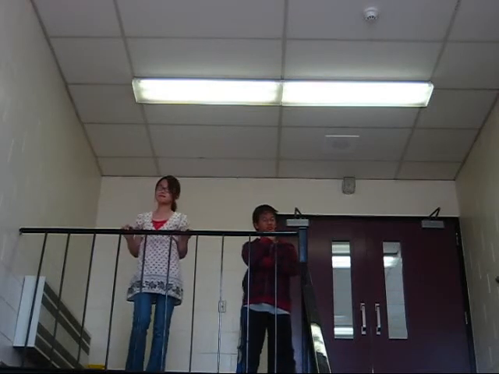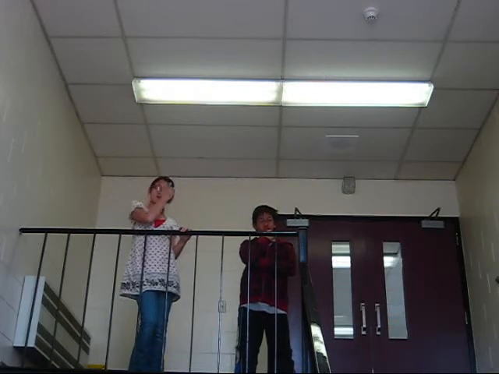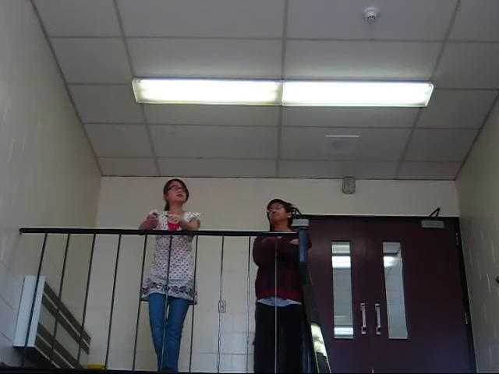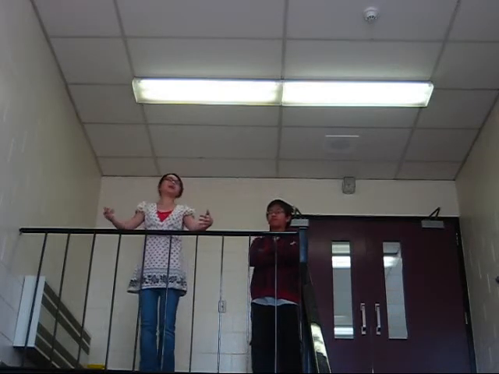Let's see. Systems. What do you think about systems, mysterious voice? Systems are interrelated components or elements of different attributes creating a unified whole. Yeah, that sounds a bit too complicated though. Maybe you should explain. Sure. Systems are parts of a whole that are put together to do a specific task. Yep, that sounds a lot easier to take in.